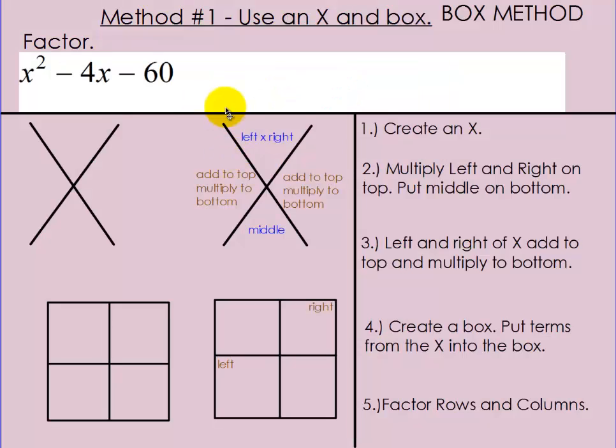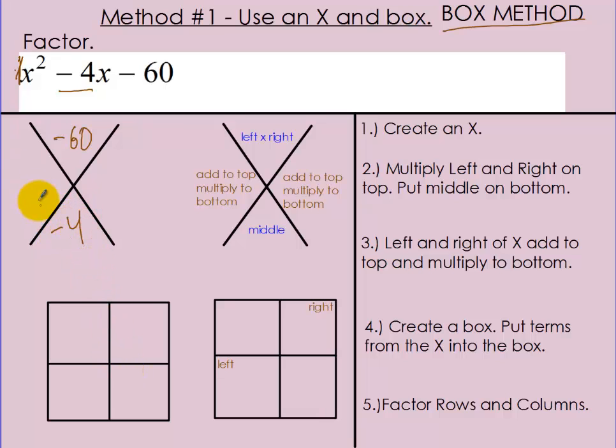All right, the second method, I'm going to call it the X and box method, or the box method. If you like drawing shapes, you'll like this method. The first thing I want you to do is create a big X. Now in that X, multiply the left and right numbers and put them on top. So this is like a 1x squared, the left and right coefficients. 1 times negative 60 will be negative 60 on top. And then put the middle number on the bottom, so negative 4 on the bottom.